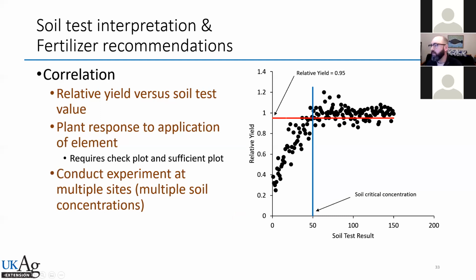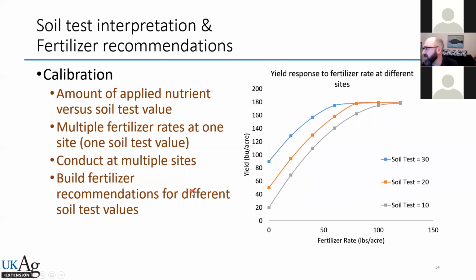So then we go out and we do calibration. For calibration, we step back and I'm going to go out to a bunch of fields, but now instead of just a single rate, I'm going to put multiple rates out. So now instead of soil test, the horizontal axis is fertilizer rate, whatever nutrient we're looking at. And we look at yield.